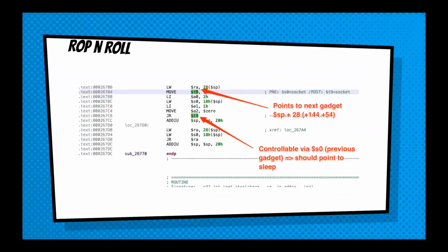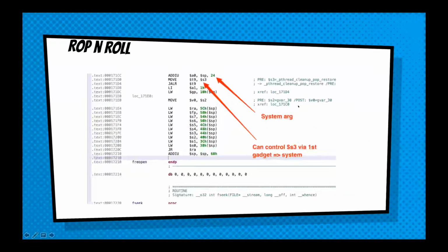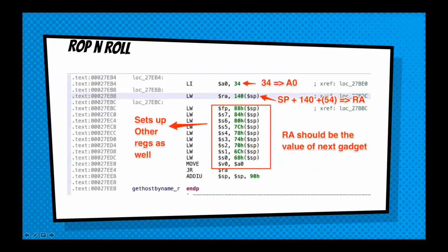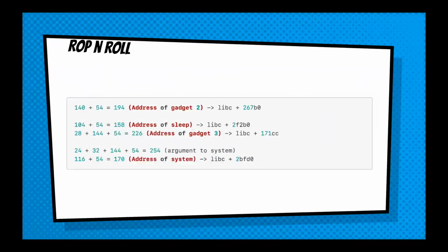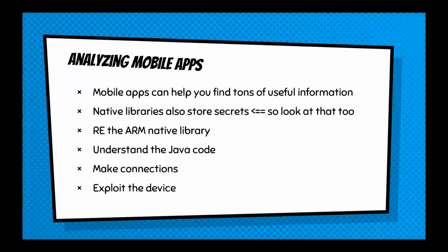So it jumps to sleep. And in the next couple of instructions, we ask it to jump to system. And if you look at the argument that it jumps with, it is S3. And if you look at the very first instruction, we were also able to control S3 via what we had on the stack. So we jump to sleep first, clear the cache, and then we jump to system with the address of bin/sh, and then we got the shell. Right? So this is something that you can also try doing on your own, right?